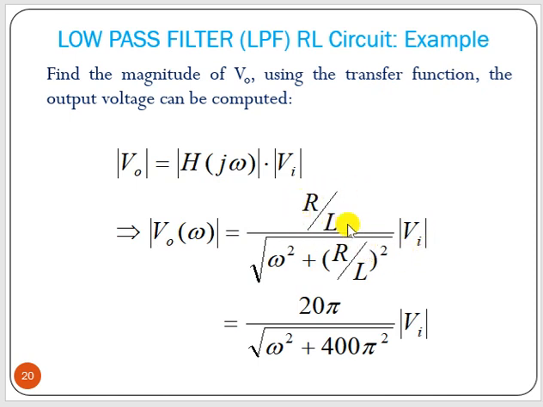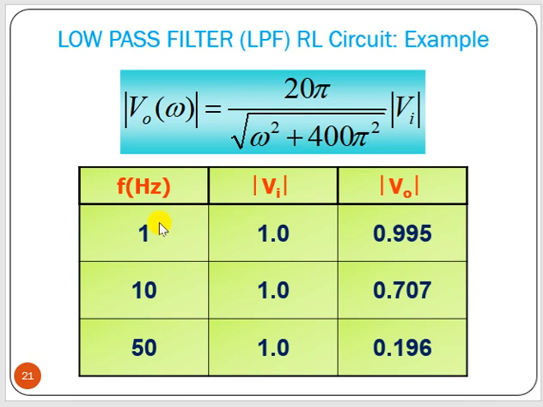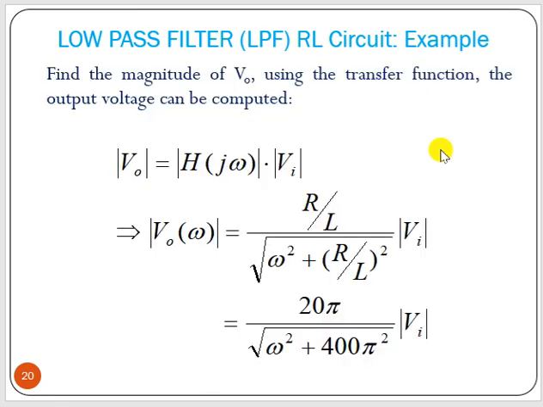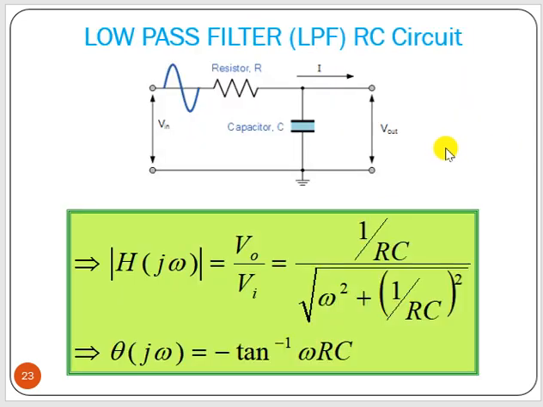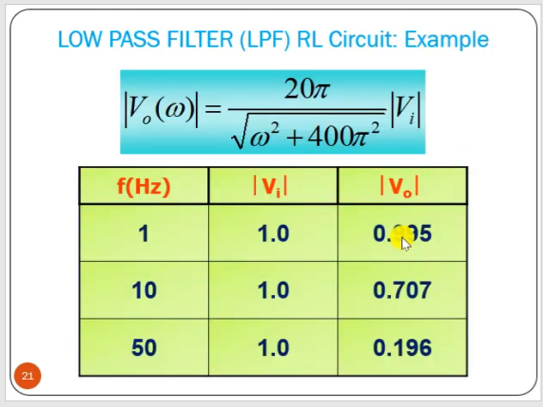So, if we put the value of R by L, omega square and R by L whole square, we will get this particular expression. Now, in that expression, if we put the value of frequency 1, and V input, say 1, so we are considering V input as 1 volt only. If frequency f equals 1 and Vi is 1 volt, V naught we can find out that will be 0.995.